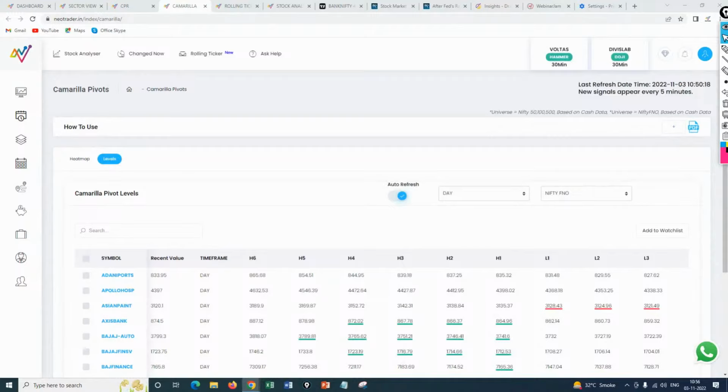Jibban Das is asking, is Fibonacci and Camarilla the same? No, it is not the same. You can either use Fibonacci or Camarilla, whatever you like, Jibban, it does not matter. Dono bhi pivots hai. Aapko jo jyada achha lagta hai, aap wo use kare.